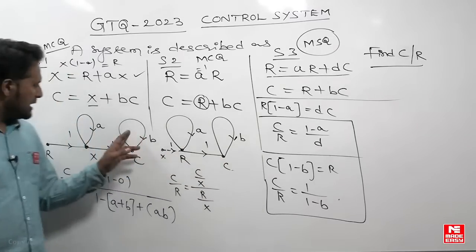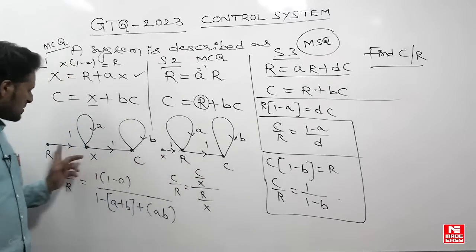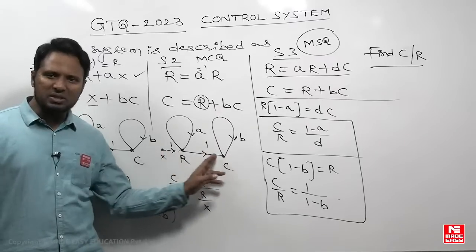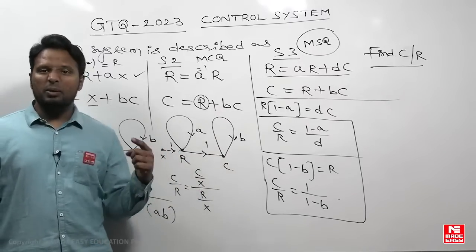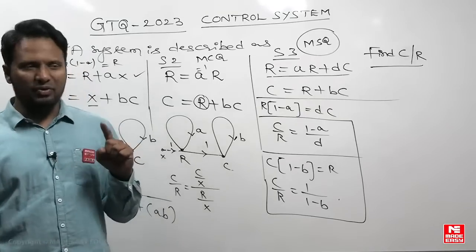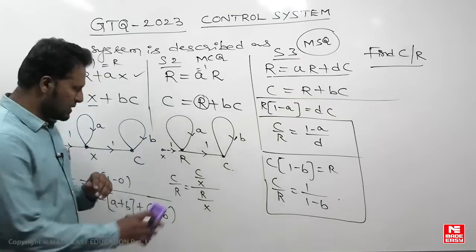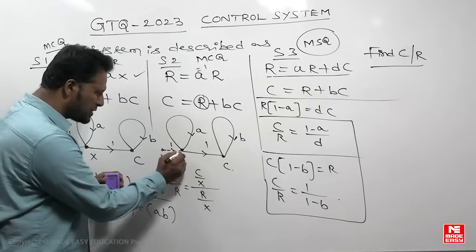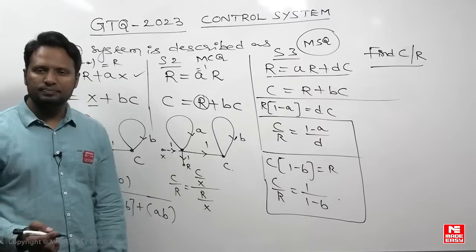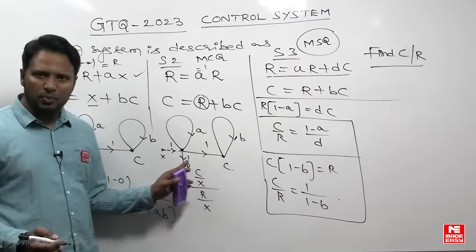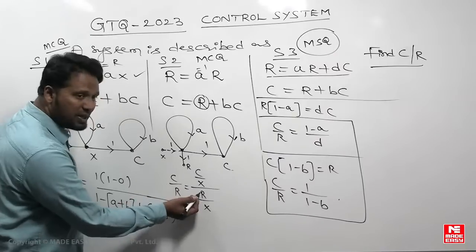Sir, we can find C by X. I understand that. We can find C by X because C is the output and X is the input. But how will we find R by X, sir? Remember, we can consider a variable of the system to be an output, not as an input. So there is no objection to considering a system variable as an output. This is an output, and that is also an output. We can make this an output too. So C by X by R by X will become C by R.